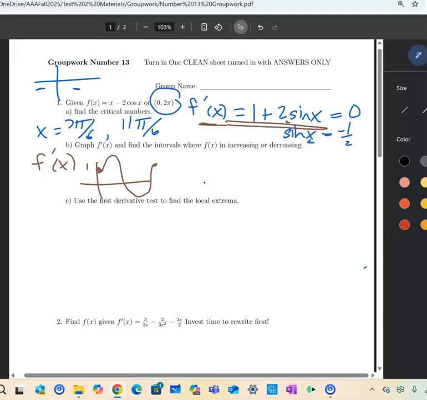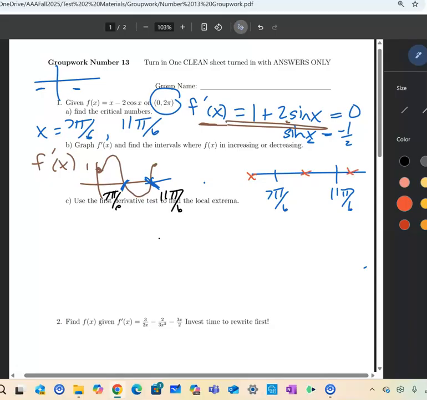So the two x values that it crosses are going to be 7 pi over 6 and 11 pi over 6. So there's no guessing, right? Okay, so that's one way. Another way is that you could make a sign chart. 7 pi over 6, 11 pi over 6, and then we're going to check numbers in between.